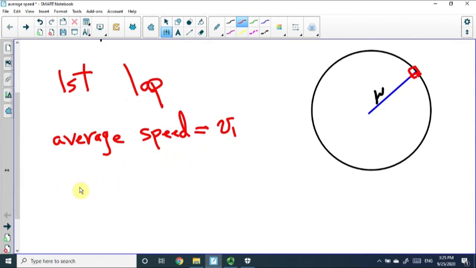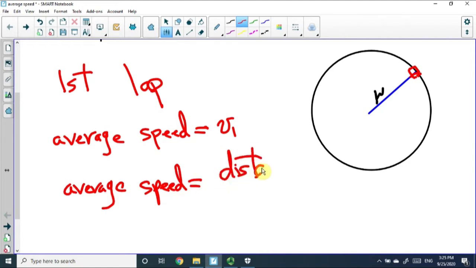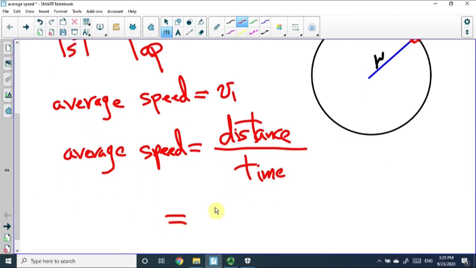Now, how do you find average speed in general? Average speed, the way we define it, is equal to the distance that the object traveled divided by the time of that travel. So distance over time. Now, during the first lap, the distance is just the circumference, which is 2 pi times the radius, r. So that's the distance. We don't have the numbers, but at least we know that r is given in the question. Divided by the time of the first lap.